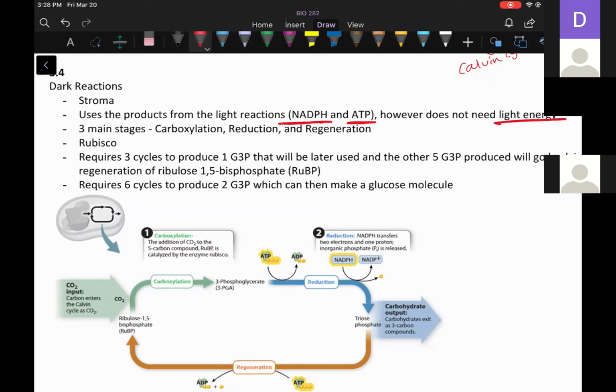So there are 3 main stages. The first stage is carboxylation, the second stage is reduction, and the last step is regeneration. In these reactions, we're going to use an enzyme known as Rubisco. That's important for carboxylation, and we'll get into these after I explain this diagram and what happens.